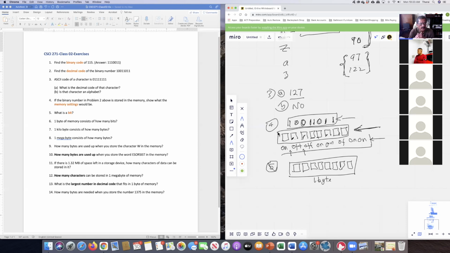Next question says, how many bytes are used up when you store the character W in the memory? What's the answer? Isn't it just 1 byte? 1 byte is correct. One character needs 1 byte of storage. That's correct. Number 10 says, how many bytes are used up when you store the word exorcist? I misspelled it. Okay, how many?